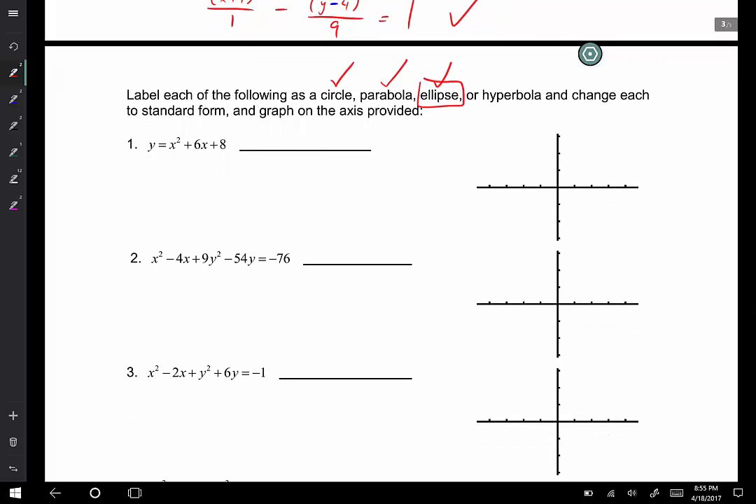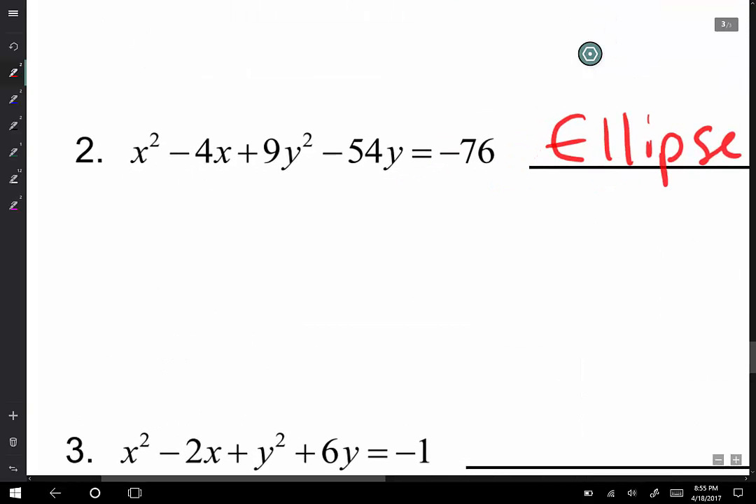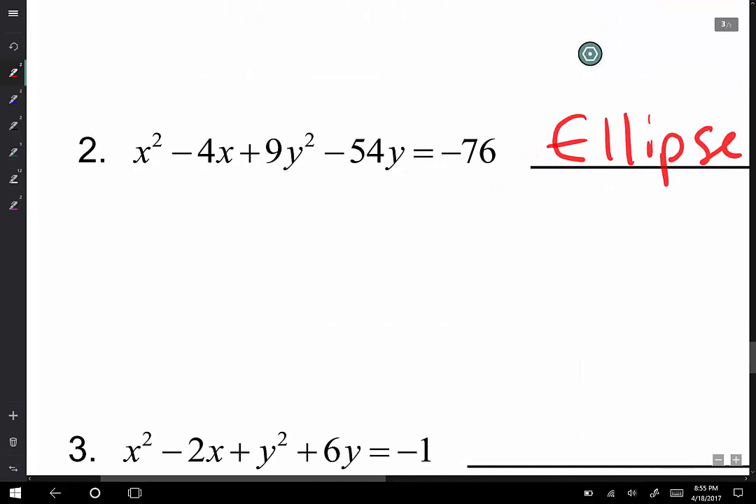Number 1 looks like a parabola, we'll skip over it. Number 2 looks like an ellipse, so we'll start there. How do I know? This term and this term have different coefficients and they're both positive. So you know this is an ellipse, but it's not in standard form, so we have to complete the square.